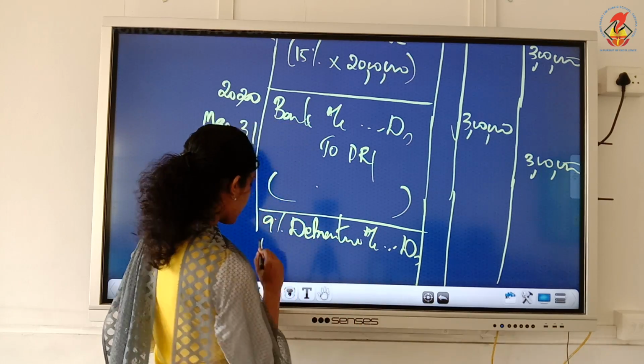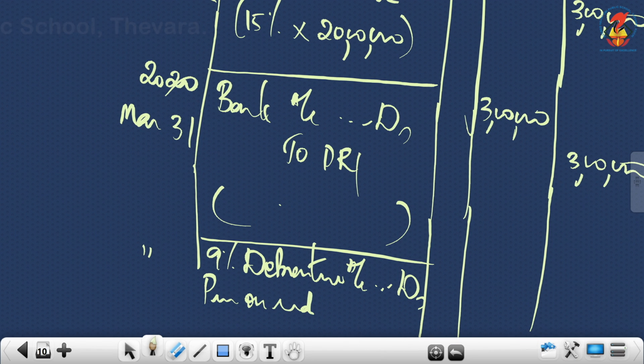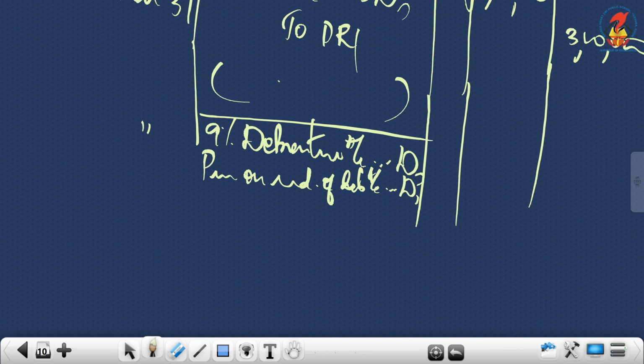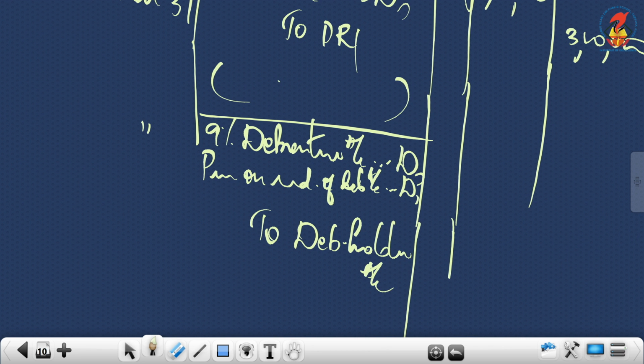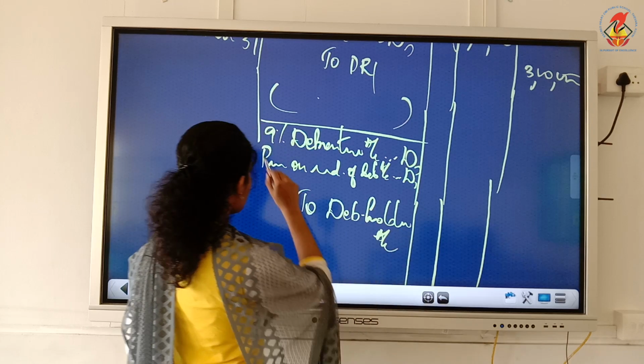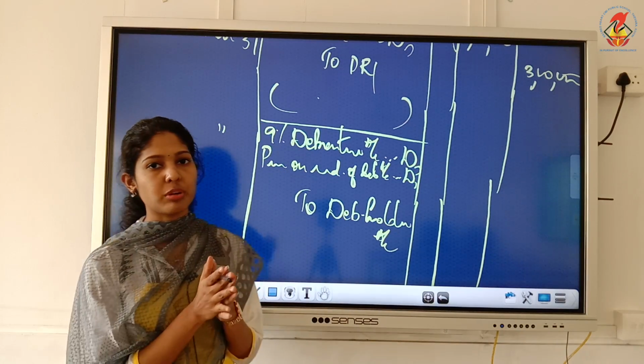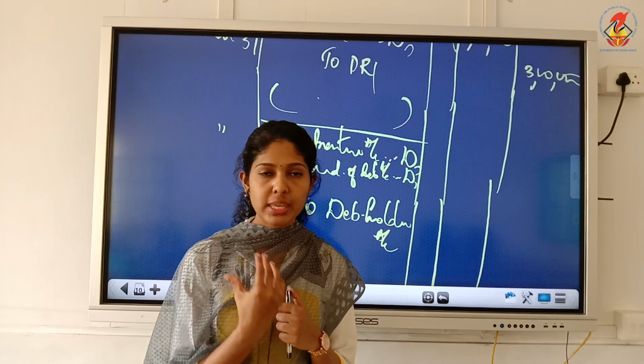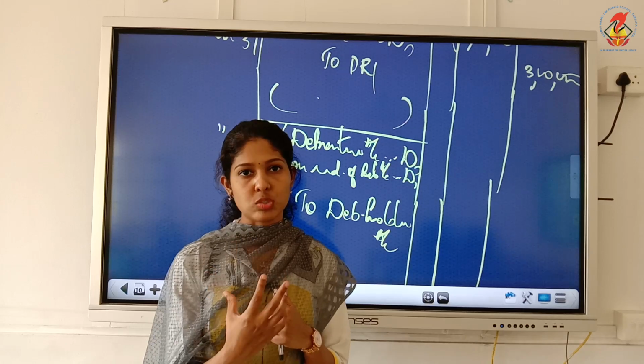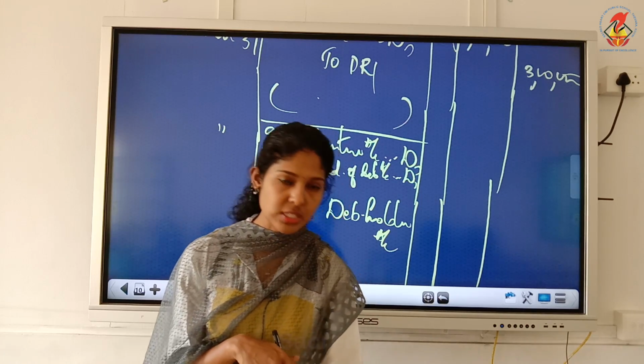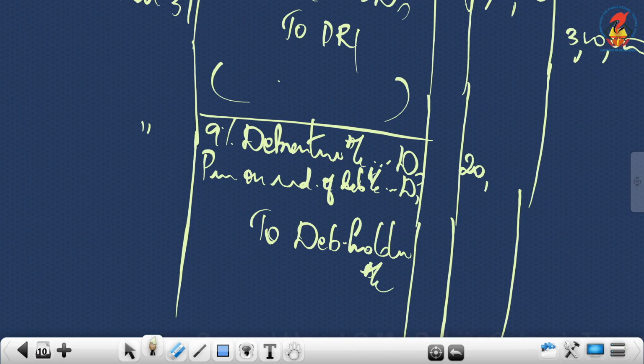So premium on redemption we will debit. Premium on redemption of debentures account debtor. To whom we have to pay the amount? To debenture holders. You understood? Now for percentage debentures, you have to remember one point. It will always take the total face value. Here the total face value is 20 lakhs, so we will write that.